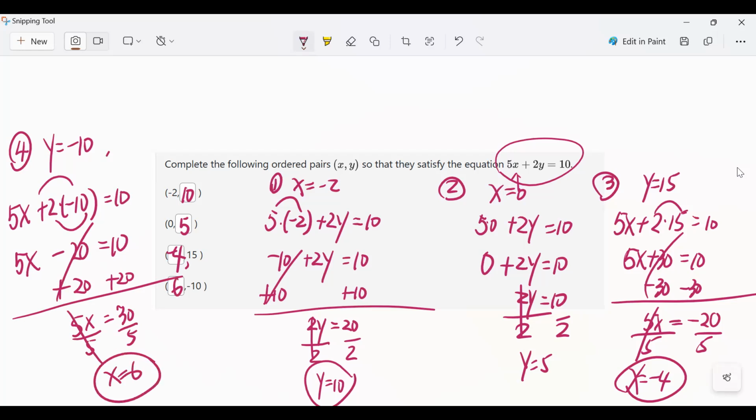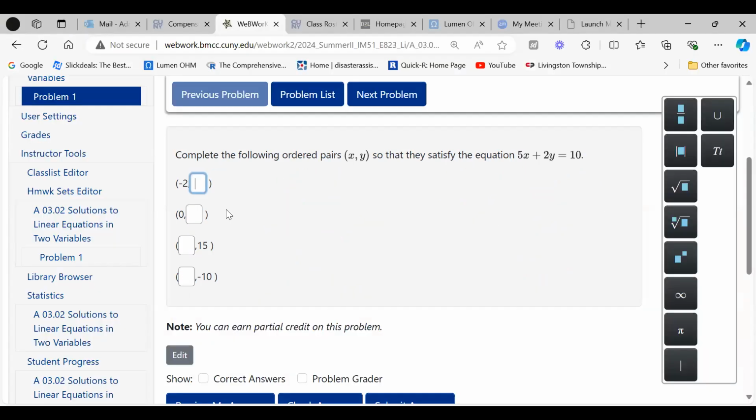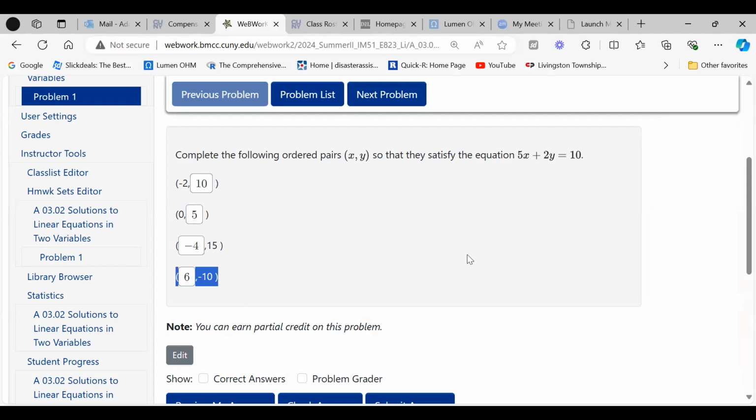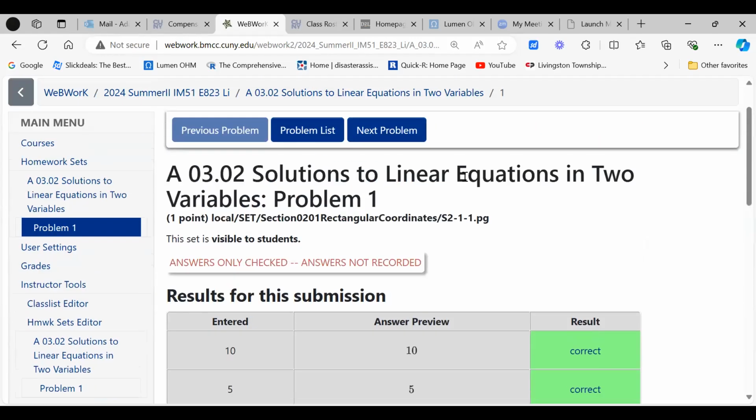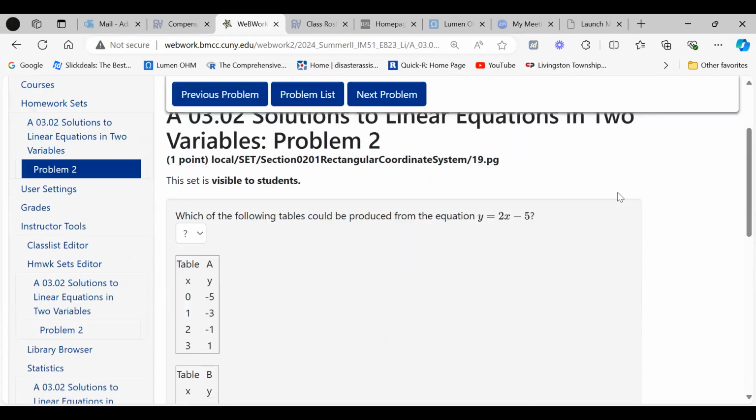6 comma -10. Okay, any question about this? 10, 5, and -4. Okay, great. 10, 5. -6, -4, -30. Okay, check answers. Yeah, it's all good. All right, let's see any other.